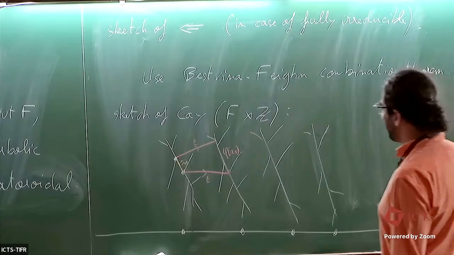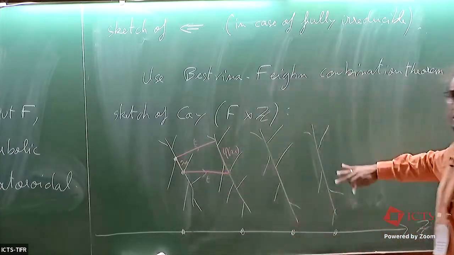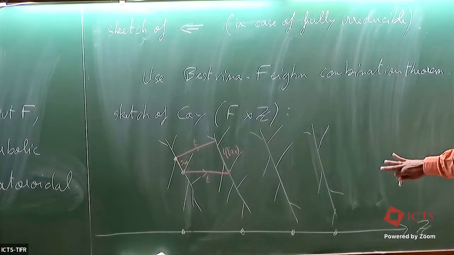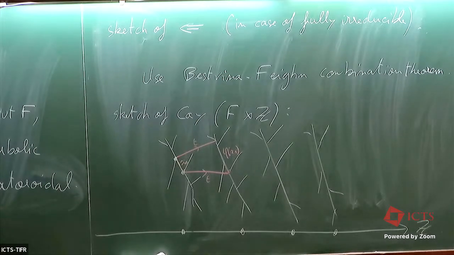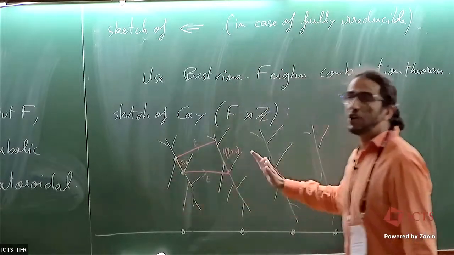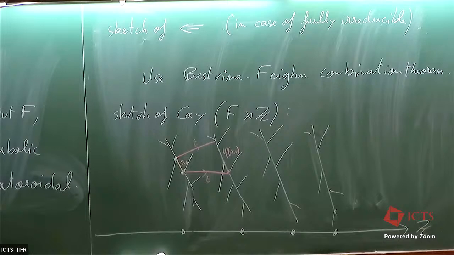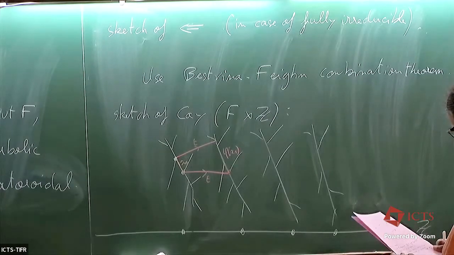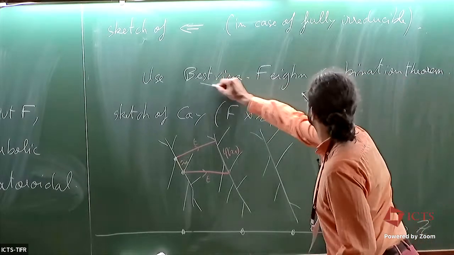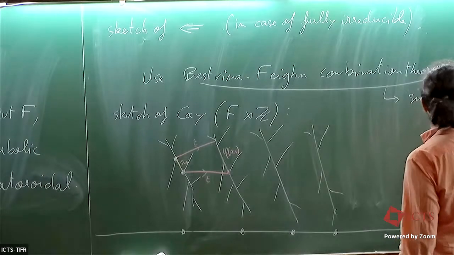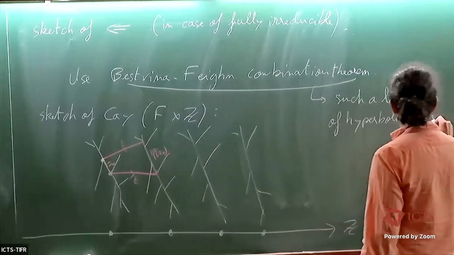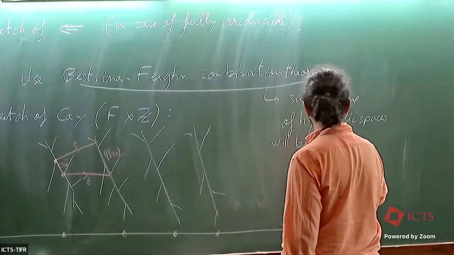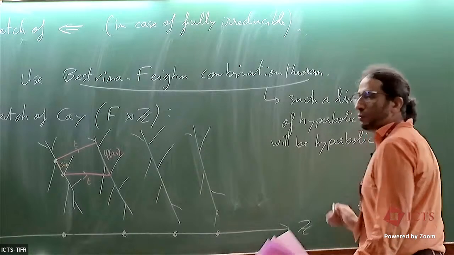Because if I start to see large rectangles everywhere, I start to see pieces of a grid, and it doesn't look like hyperbolic at all. So I hope I don't see that. So I have this picture as the Cayley graph of F semi-direct Z, and the Bestvina-Feighn combination theorem tells us something about this situation of lines of hyperbolic spaces. It tells us that such a line of hyperbolic spaces will be hyperbolic if some conditions are satisfied.